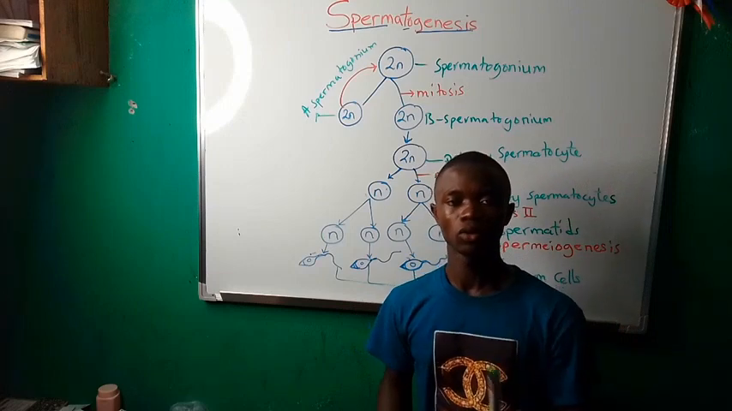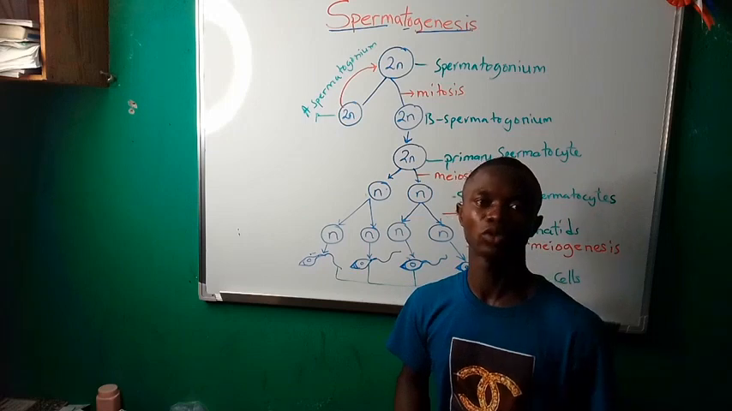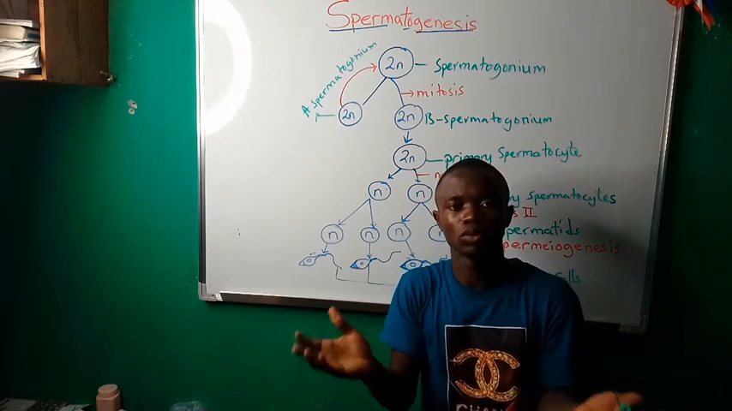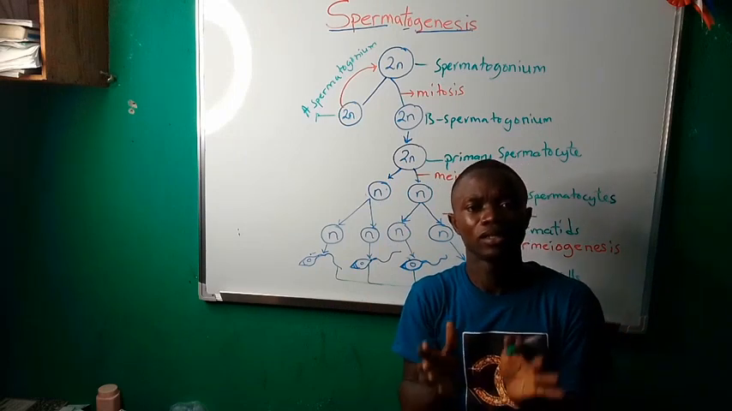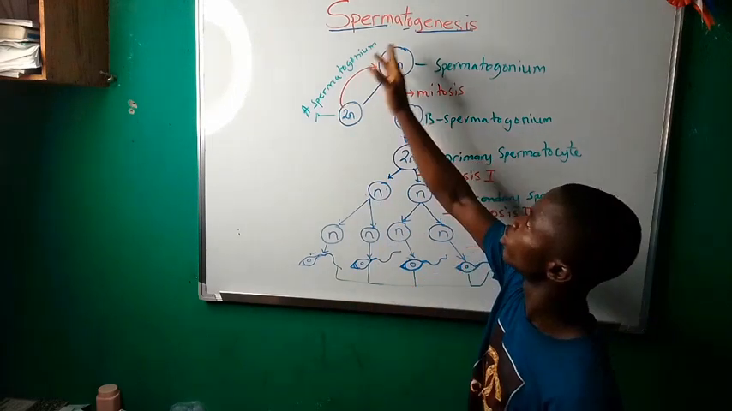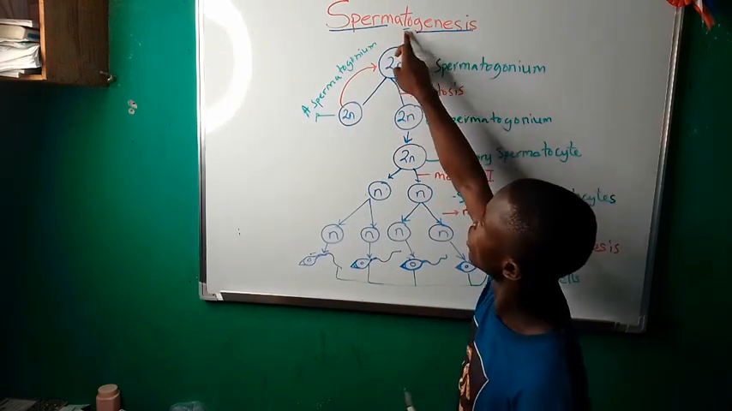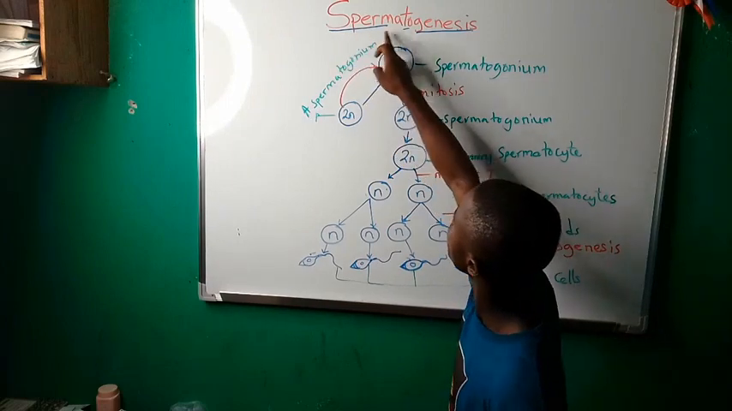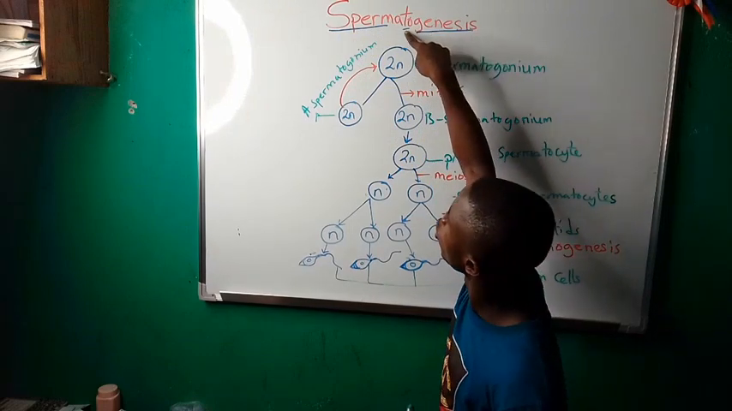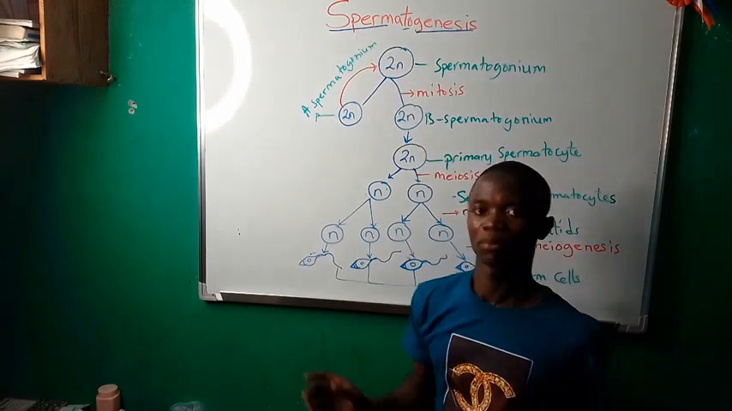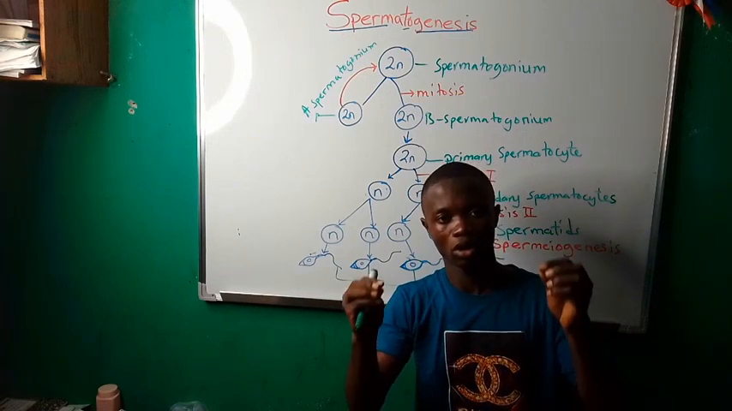In today's tutorial, I'm going to be discussing spermatogenesis. It's just a combination of two words, spermato and genesis. The word genesis means beginning, and spermato is sperm. So spermatogenesis means beginning to make sperm, or for short, it just means the production of sperm.